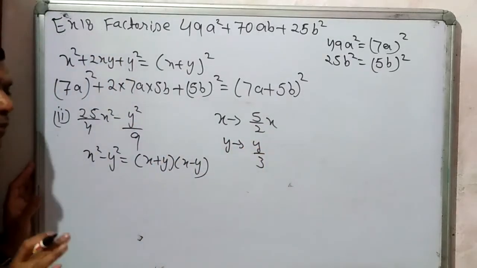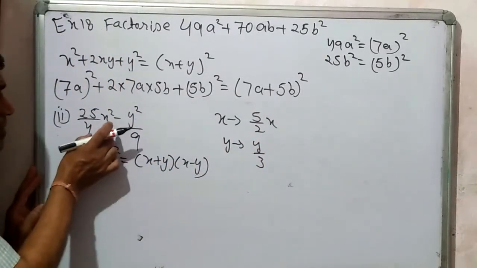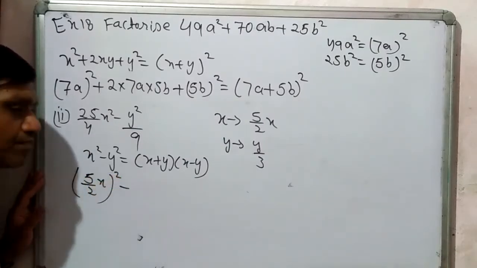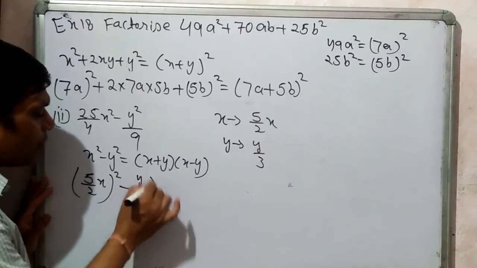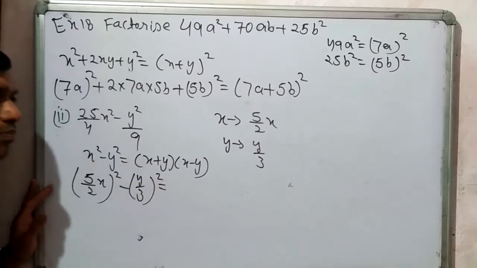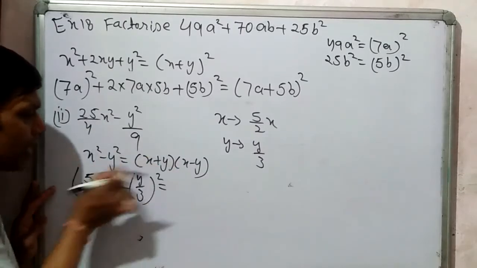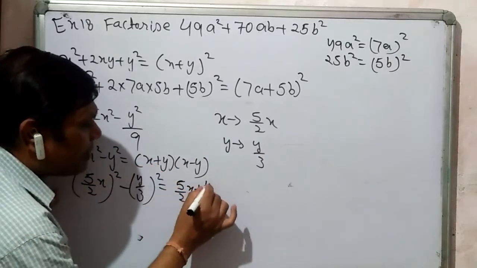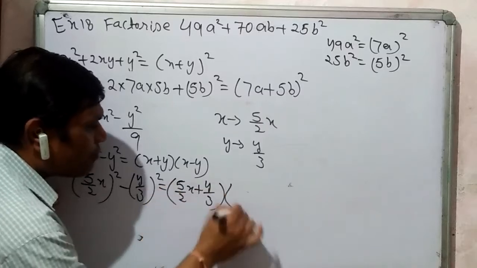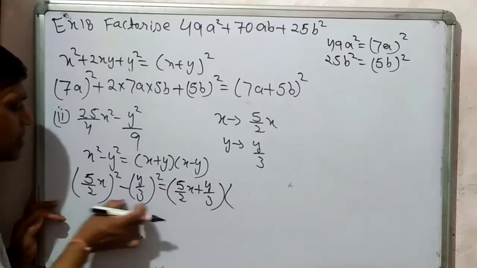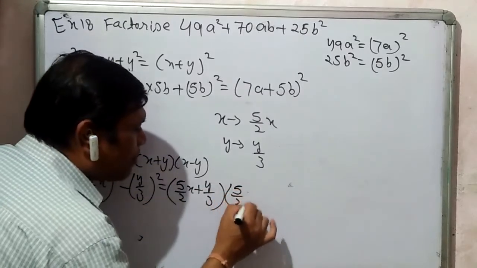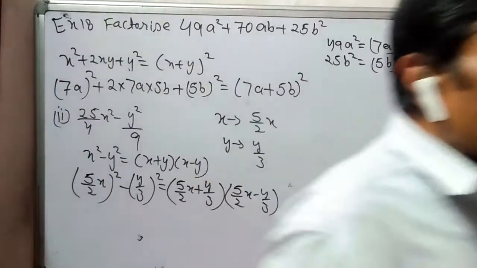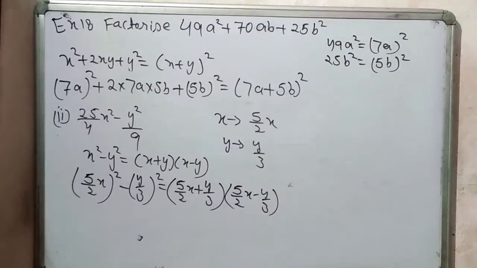Its square is y square upon 9. So we represent this as (5x upon 2) square minus (y upon 3) square. This should be put as (x plus y) multiplied with (x minus y). What is x? 5x upon 2, plus y, that is y upon 3, multiplied with x minus y, that is 5x upon 2 minus y upon 3. So that becomes the answer to this particular example.